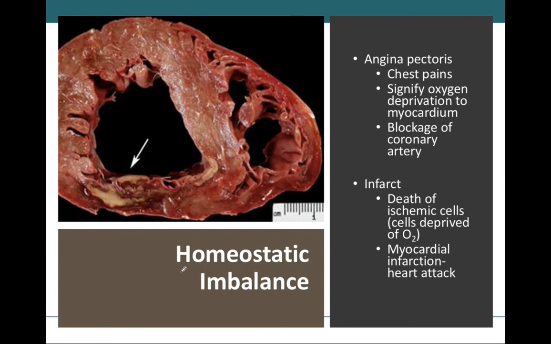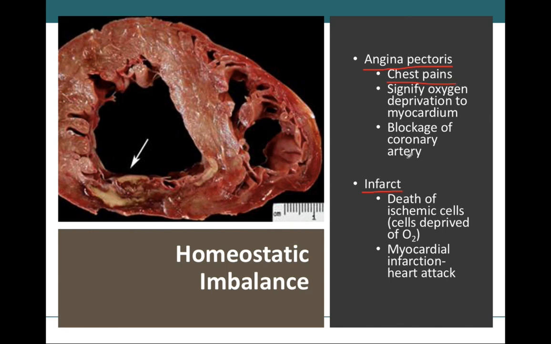Now, a couple more homeostatic imbalances or pathologies that we're going to discuss are angina pectoris and an infarct. You also might call this a myocardial infarction. So the literal meaning of angina pectoris is strangled chest. So this is going to refer to some very severe chest pains. This often feels like a tightness or a squeezing sensation in the chest.